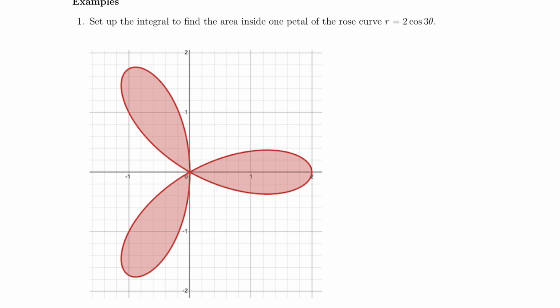Did I write my formula? Oh, I didn't write my formula down. I need to make it nice and big. We've got the integral from alpha to beta of, Ethan, got it? Can you get it to me? All right, 1/2 r squared d theta. R is itself a function of theta, so you could write it r of theta squared, but that is the formula for the area.